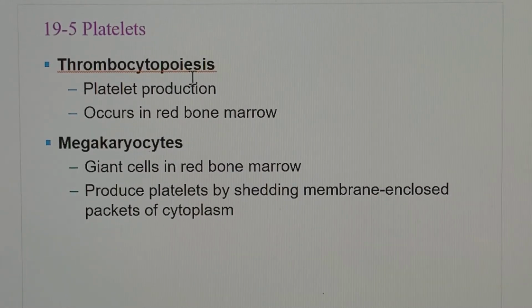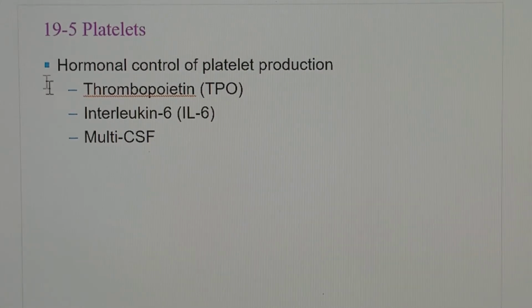The term used for platelet production is thrombocytopoiesis. Thrombocytopoiesis occurs in the red bone marrow. Megakaryocytes, giant cells in red bone marrow, produce platelets by shedding membrane-enclosed packets of cytoplasm. Hormonal control of platelet production is by the hormone thrombopoietin, interleukin-6, and multi-CSF.